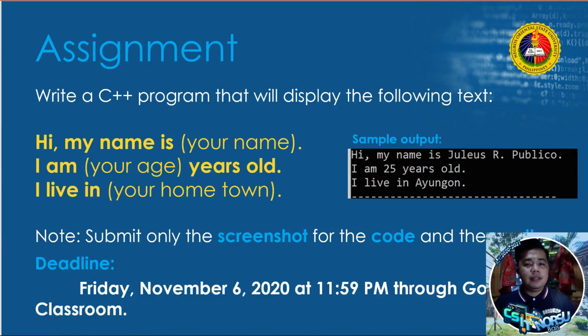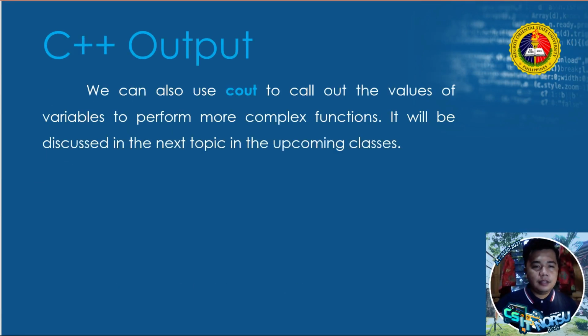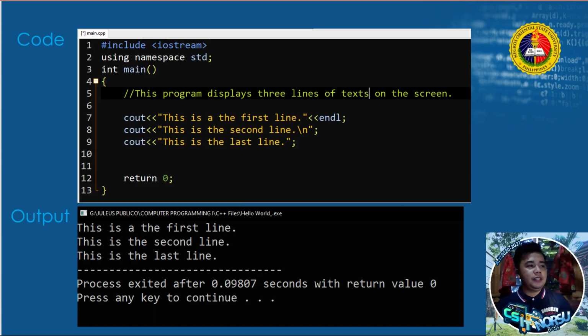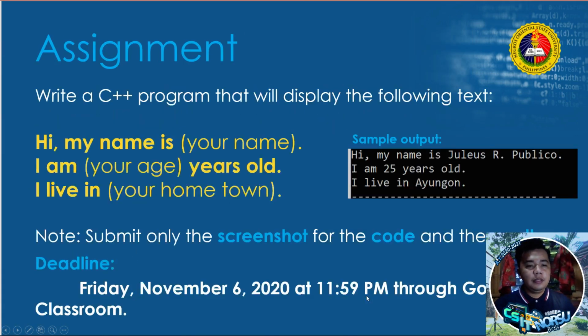Now, how are you going to submit your assignment? Submit only the screenshot of the code and the result. So you're just going to take a screenshot of this code and then a screenshot of the output, and then submit it to our Google Classroom.